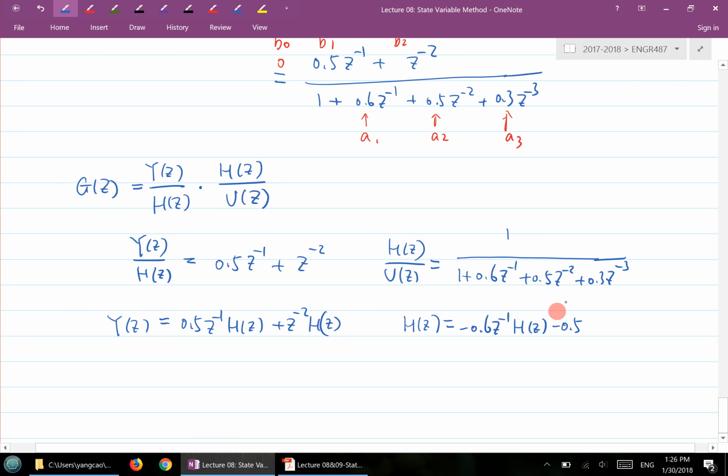So this portion is from down here, multiplied by h of z. So h of z multiplied by this, h of z multiplied by this, right? Is equal to u of z. I'll write the u of z at the end.